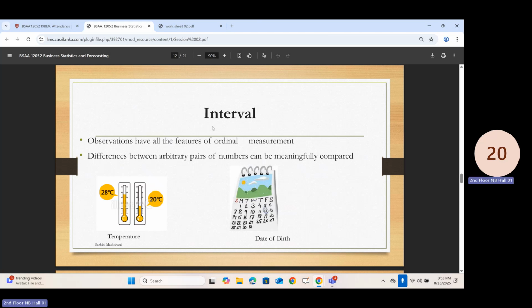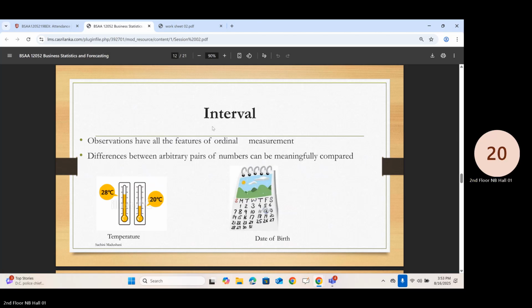Now clear? Okay, then the interval scale variable consists of all the features of the ordinal scale variable. Other than that, a true zero point is not there. Understood? Absolute zero is not there. A zero point is there, but it does not mean nothing. It's clear? Okay, then tell me, is this quantitative or qualitative? Quantitative. Why? Otherwise, we cannot apply addition and subtraction. Qualitative variables cannot be added.